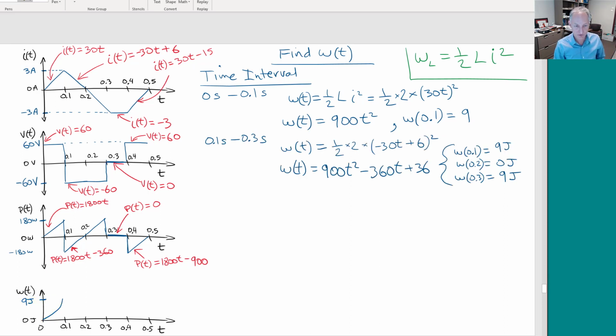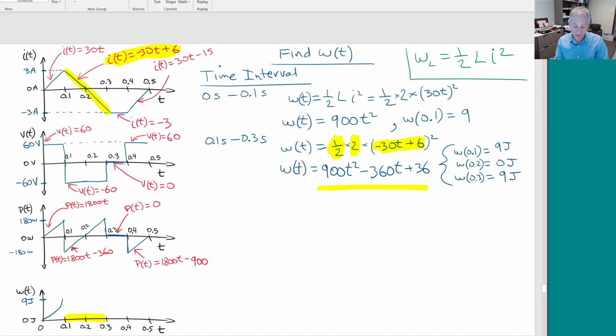Okay, let's do the next time interval. So we're doing this time interval here. So it's 1/2 Li squared. That's 1/2 L, which is 2 henries, and this is the current in here, minus 30t plus 6. So that's the current right here, this line segment. And then when we work out that square, we get 900t squared minus 360t plus 36.